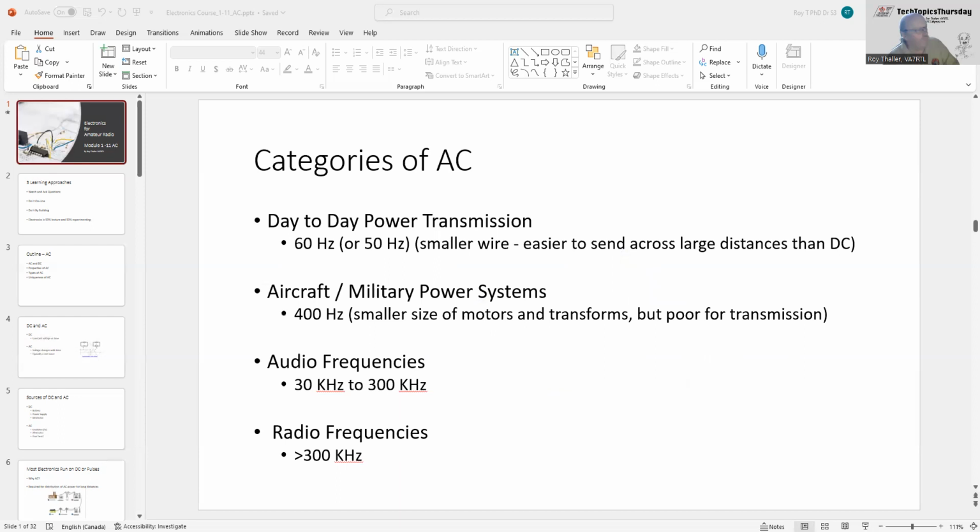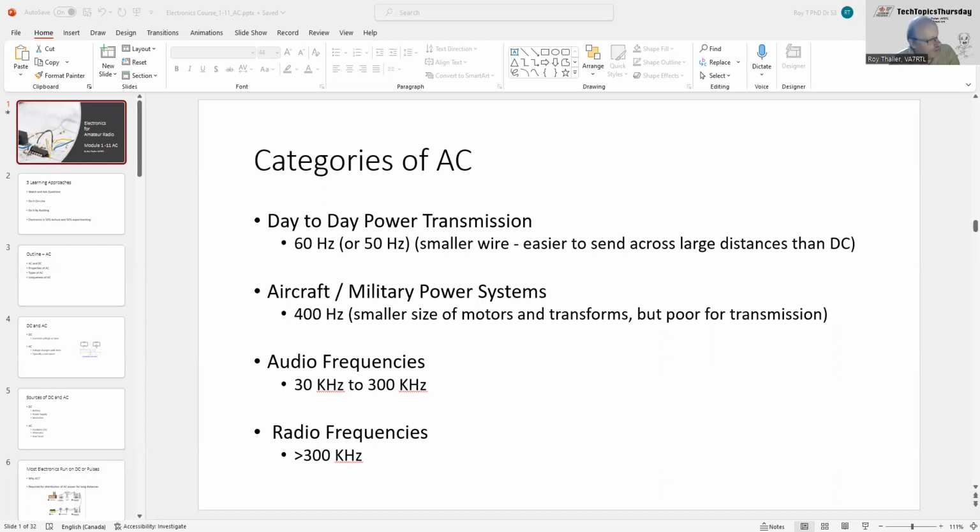So for day-to-day transmission, it's usually 60 hertz. Some countries still use 50 hertz. And it typically uses a smaller wire, and it's easier to send across large distances than DC. Now, aircraft and military systems use 400 hertz. That allows them to use smaller motors and transformers.